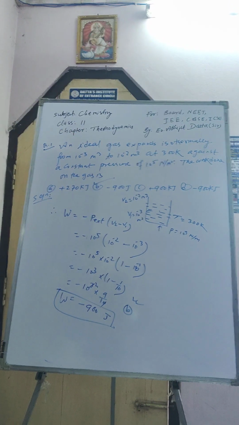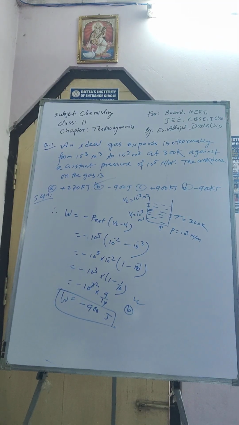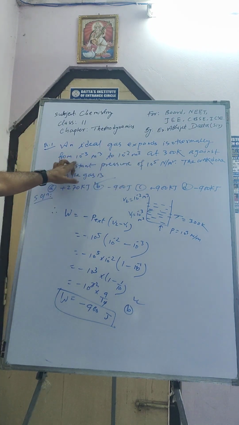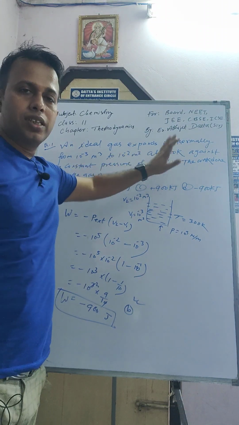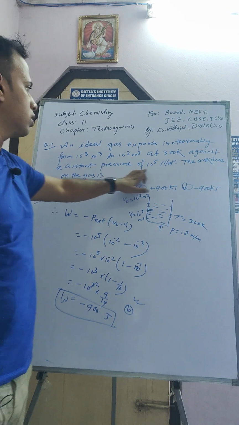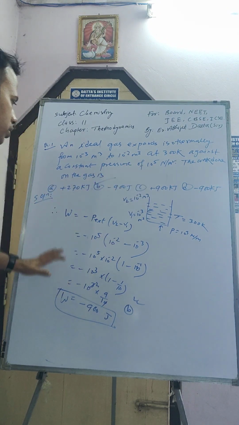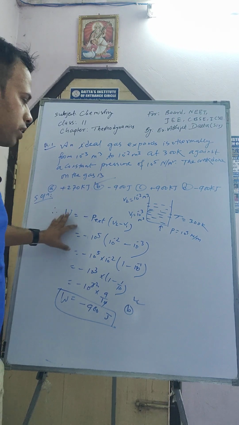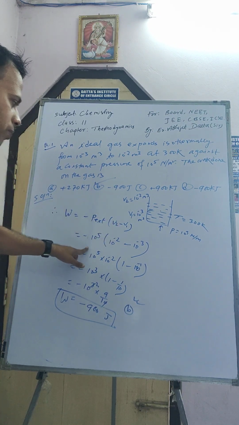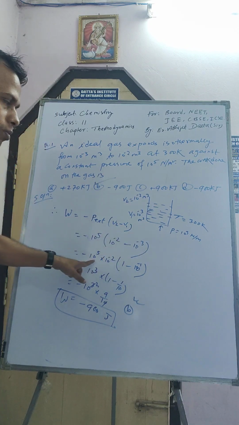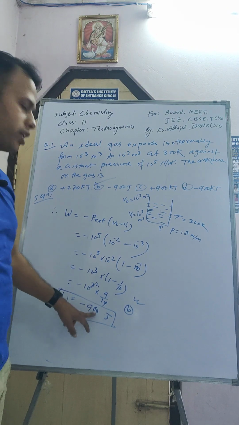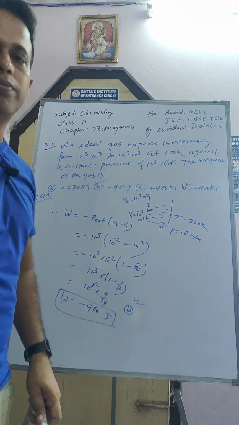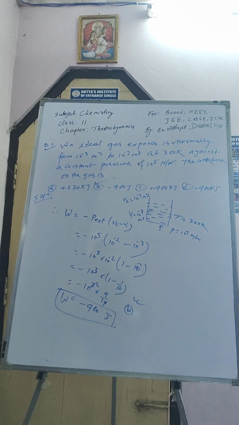Let me explain again in short. An ideal gas in an isothermal process expands. The initial volume is 10 to the minus 3 meter cube and the final volume is 10 to the minus 2. Temperature is fixed in an isothermal process. The pressure is constant, 10 to the 5 Newton per meter square. So we have to find the work done. Work done is minus P external times V2 minus V1, so that is 10 to the 5 times 10 to the minus 2 minus 10 to the minus 3. If I take 10 to the minus 2 as common, it will be 1 minus 10 to the minus 1. After the calculation, what is left is minus 900, so 900 joule.